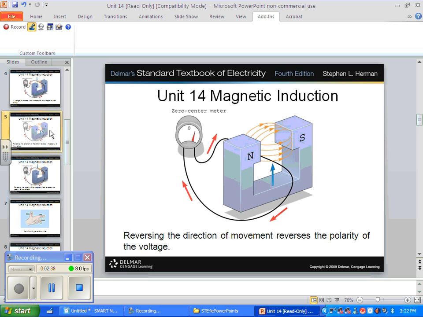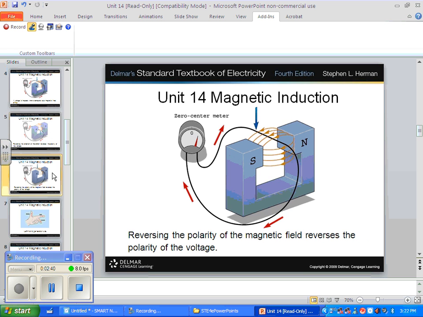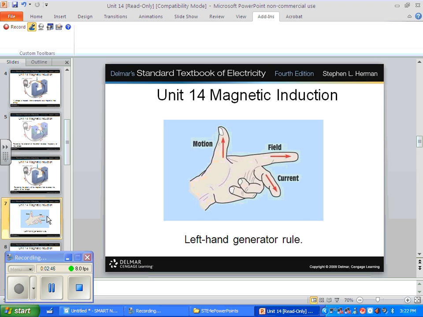It's making some voltage. We shake it one way, it goes one way. We shake it the other way, it goes the other way. And then we need a rule to find out where the polarity is happening. Whose law is this? It's the left-hand generator rule. The generator rule. The generator rule is one rule, right?